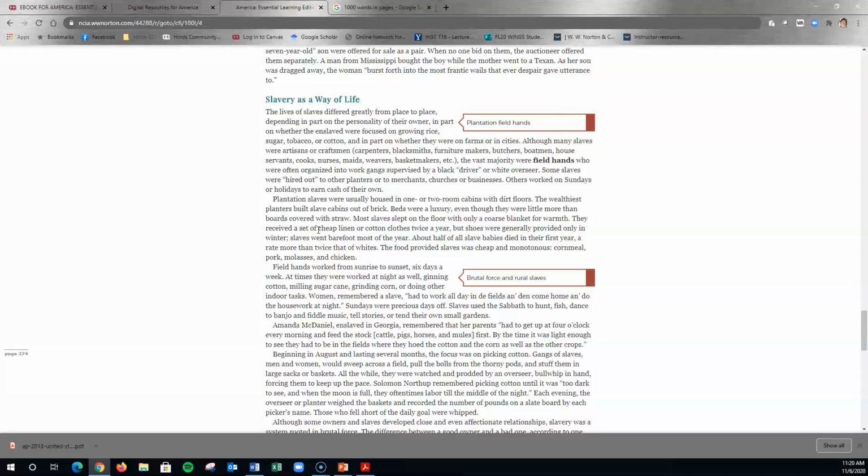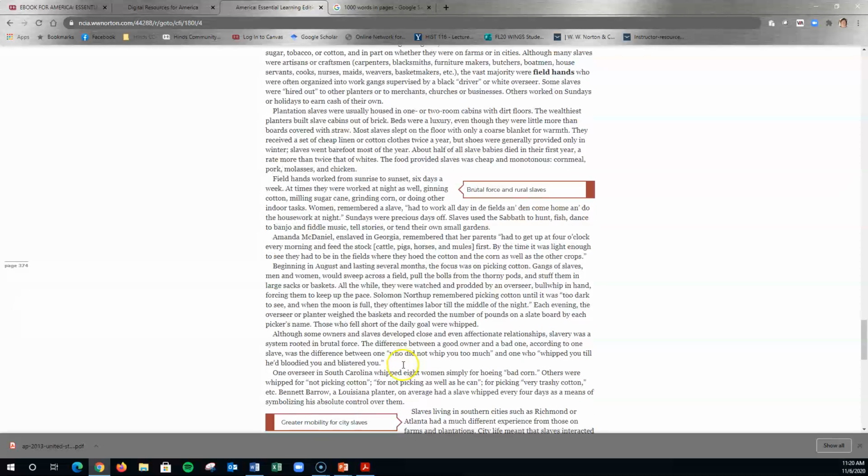If it was a full moon, they worked during the full moon. Their clothes were not that great. They went barefoot most of the year. They didn't have the best food, and of course they didn't have the best accommodations. And they worked really hard, 6 days a week.